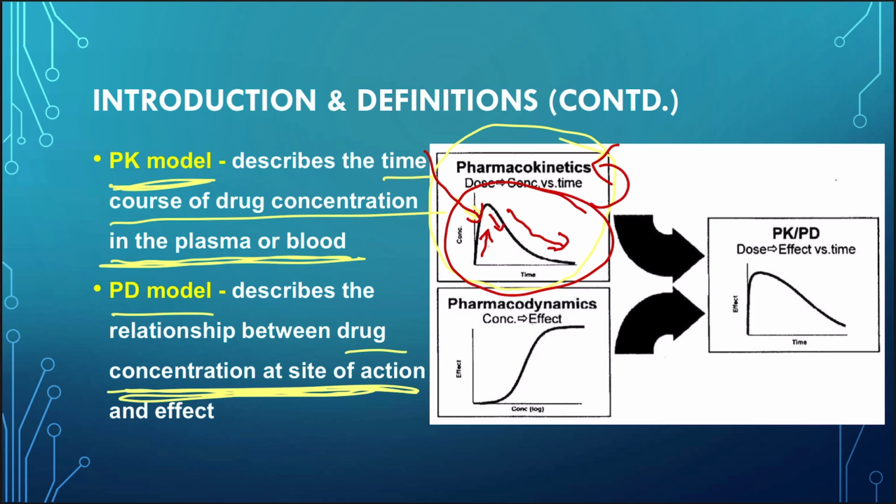Drug concentration at the site of action is also the drug concentration present in the plasma. But to be specific, we have to say the site of action and the effect. That is, it relates the concentration with the effect. Here you can see on the x-axis we have the concentration, and on the y-axis we have the effect. It is a sigmoid shaped curve for a particular drug.